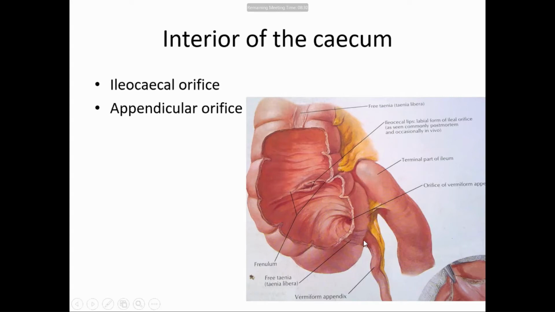See here, this Taenia coli begins from the base of the appendix. These are the Taenia coli. Which Taenia coli? It is divided into three parts. Anterior is the Taenia libera.